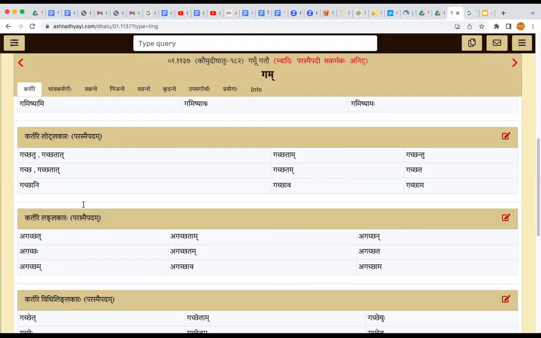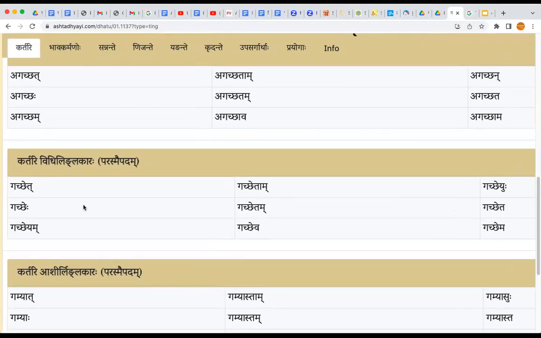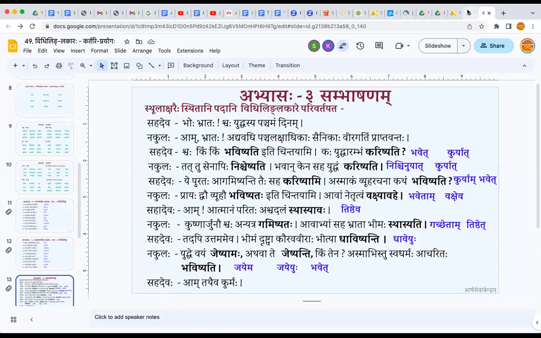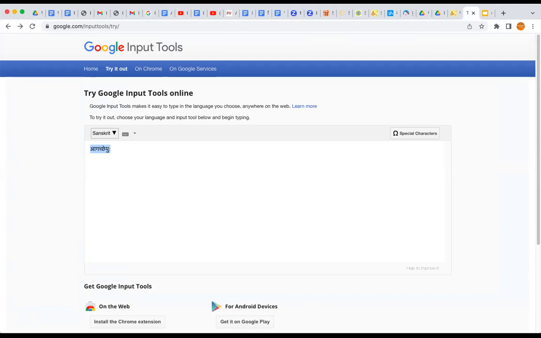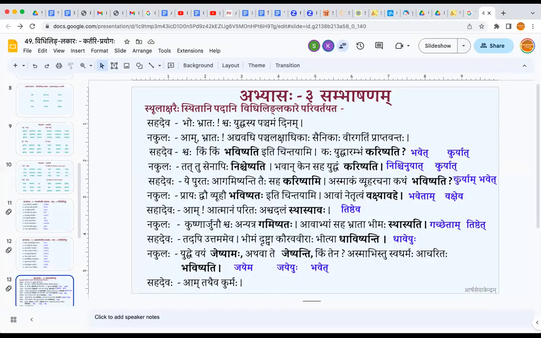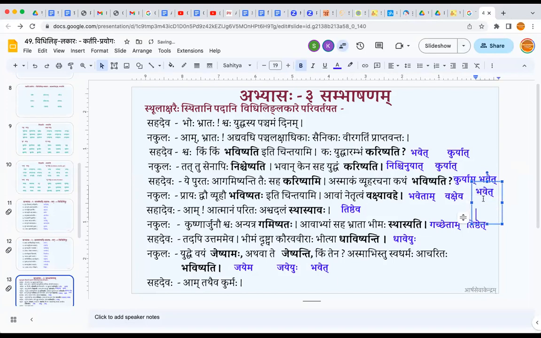So she said, for Madhyama Purusha, I was wondering what will be there. No, Agameyuhu, right? Agameyuhu. So it is not Gam, it is Gachet, Gachetam, Gacheyuhu. Agacheyuhu. Okay, thank you. Let us add that also. I'll fix that.